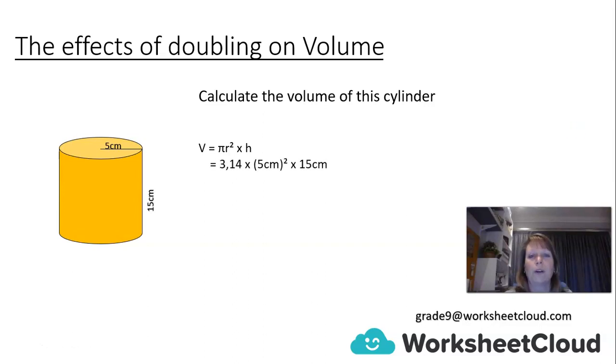Okay, so pi we know by now is 3,14. We've worked with that quite a lot in this series. And our radius is 5 centimeters, and we have to square that 5 centimeters to find out the surface area. And then we're going to times by our height of 15 centimeters. So let's square the radius first. And we're going to have 3,14 times 25 centimeters squared times by 15. Okay, and that is going to give us 1,177,5 centimeters cubed.